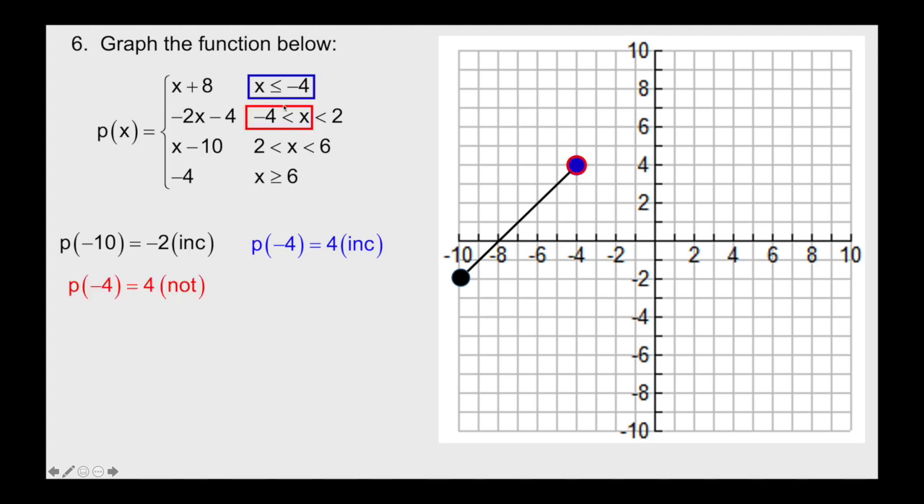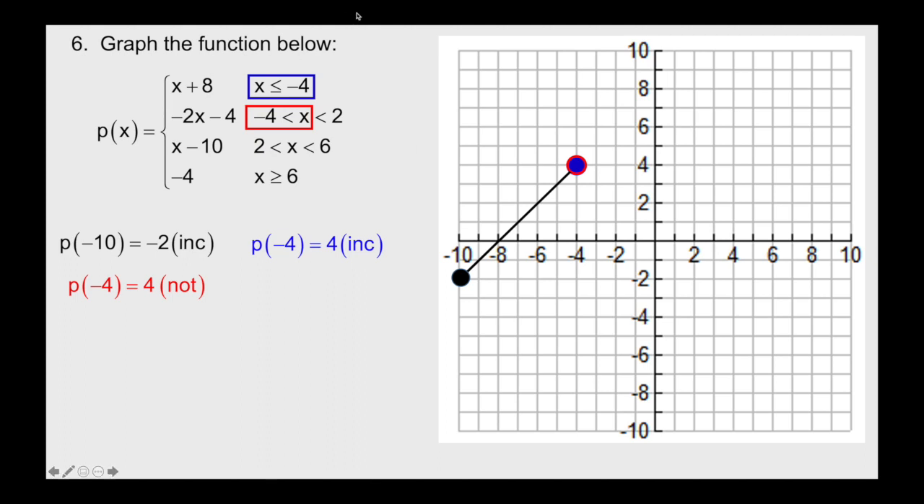At negative 4, I plug that in here. Negative 2 times negative 4 is positive 8. 8 minus 4 is going to give us 4. So I go to negative 4 up to 4, and it would be an open circle, but I already have a closed circle in that exact same position. So I can't get rid of that closed circle. I'm just going to leave it looking like a closed circle.